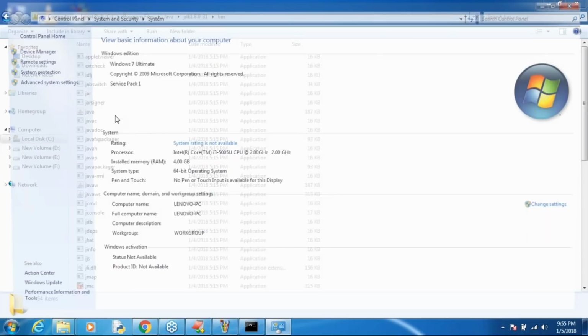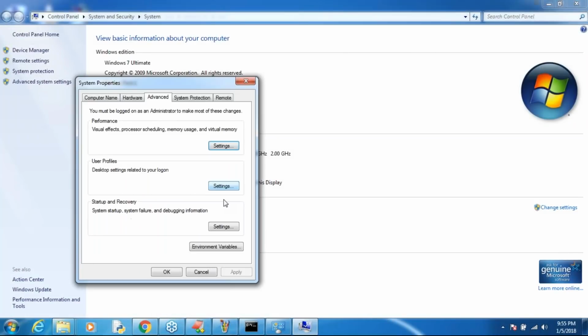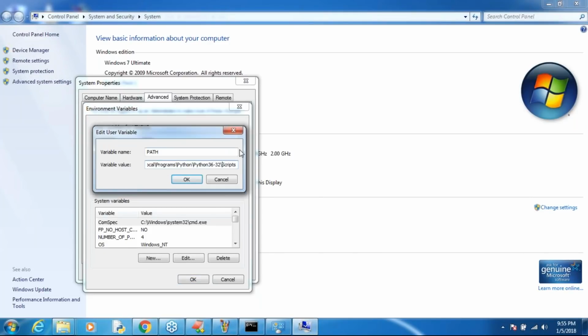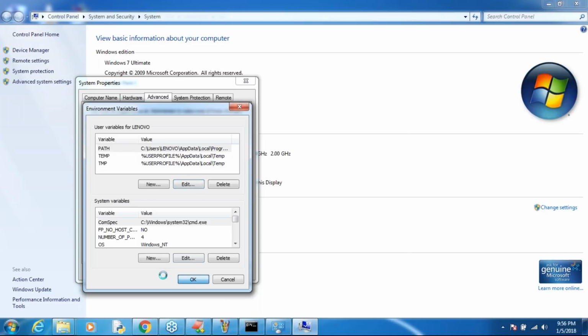Advanced system settings. Next, environment variable. Oh, the path is already there. It is related to Python: Python scripts, semicolon, and our Java also. Okay.